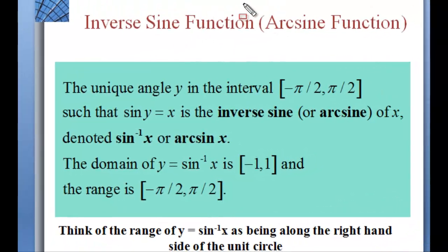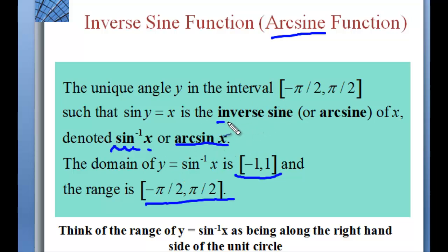So the inverse sine function is also called the arcsine function. And the domain is between negative 1 and 1. The range is between negative pi over 2 and pi over 2. And the abbreviation is either sine to the negative 1 of x or arcsine of x. Either one of those mean the same thing. They are the inverse sine of x.